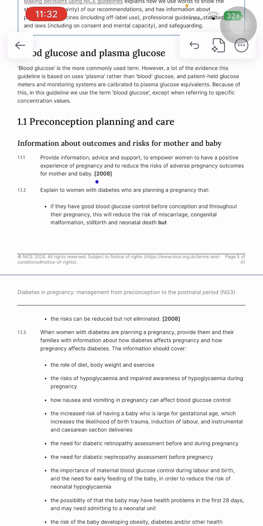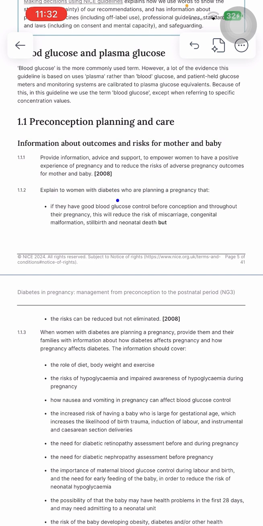So, preconception counseling is usually for patients who are non-diabetic, that is type 2 diabetes mellitus, and also for those patients who had a previous pregnancy with gestational diabetes mellitus. So in that case you will also do preconceptual counseling.